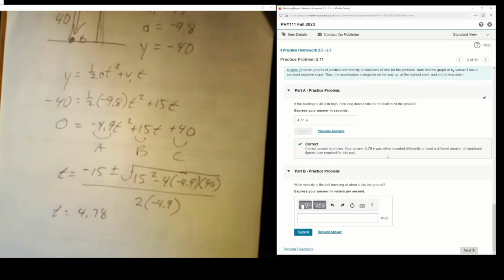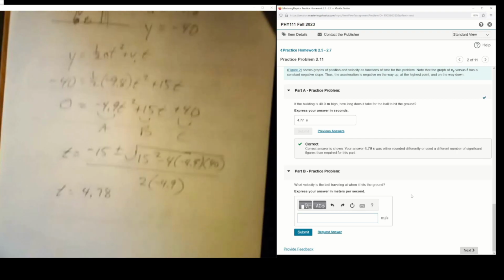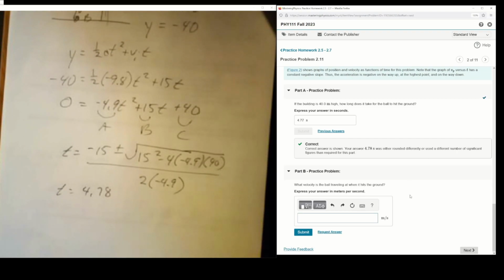And I'm a little surprised by that. Normally, having to use the full quadratic formula like that is not something that happens too often. Usually, they're a little kinder with the numbers they give to us. Let's check out part B.